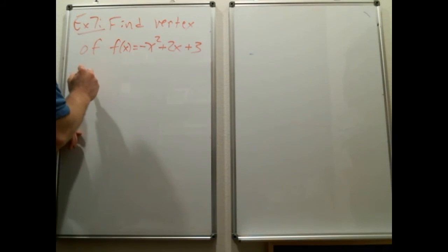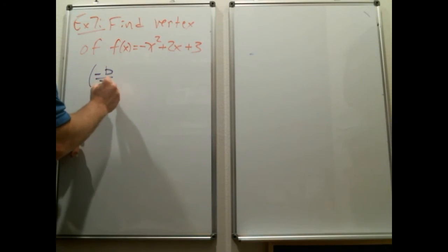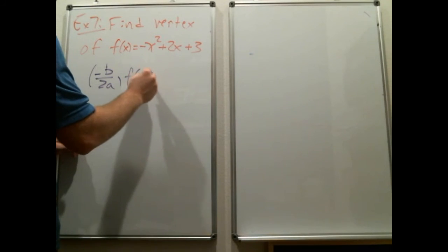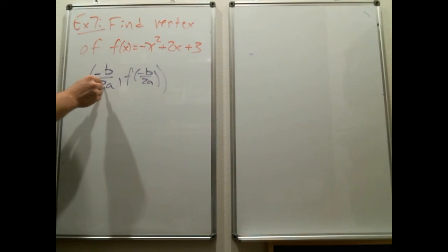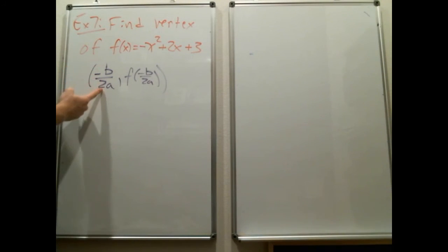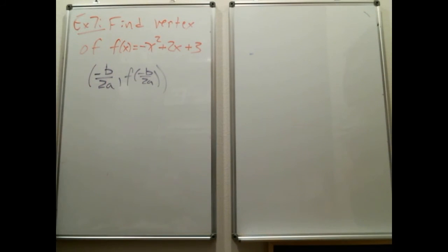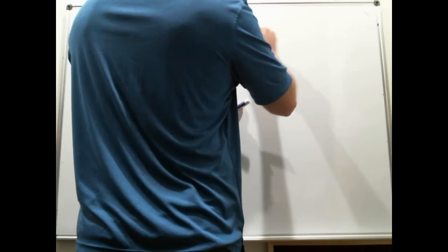And to find the vertex, it's a point. It's negative b over 2a, comma, f of negative b over 2a. Which all this is saying is find negative b over 2a and then plug that into your function. So we need to first find this negative b over 2a. Negative b over 2a.